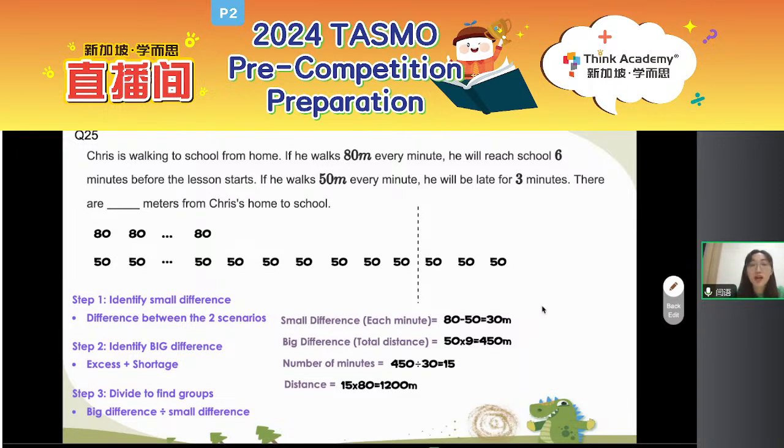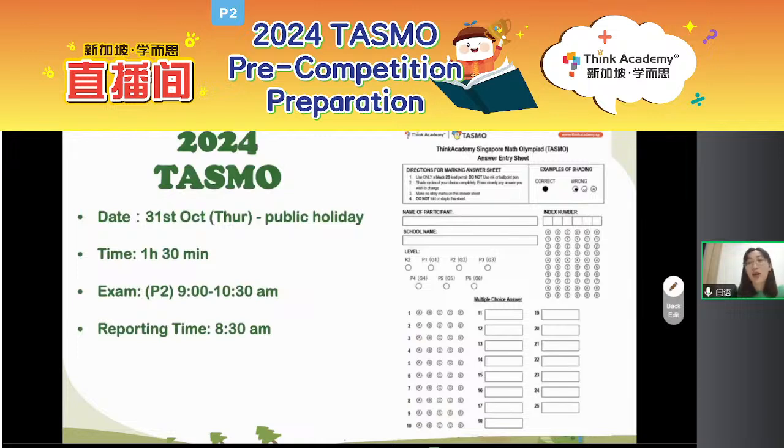Okay, so actually that's all. And also here, I want to introduce more about the 2024 TASMO. Pay attention to the test date, which is on 31st October. That is a Thursday. Also a public holiday. Okay, and then for P2, the test will last for 1 hour and 30 minutes, and it will start from 9 a.m. to 10:30 a.m.